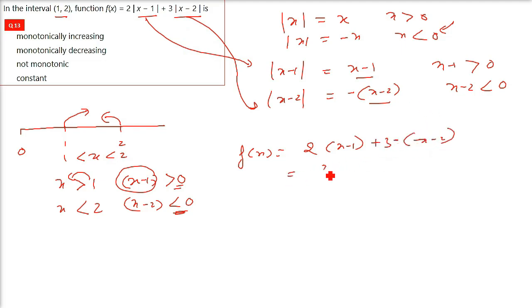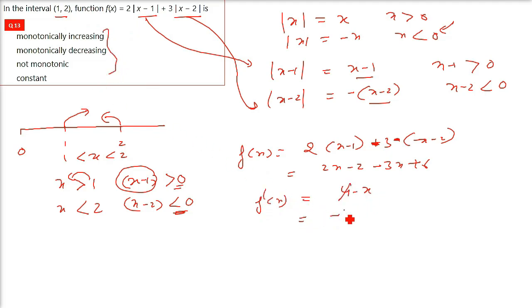Okay, what do we get here? 2x minus 2, and this is minus 3x plus 6. So what do you get here? 6 minus 2 is 4 and 2x minus 3x is negative x. So it is 4 minus x. f(x) is 4 minus x. Now let us differentiate it. This is the interval. We have removed the modulus sign. Now coming to the differentiation.